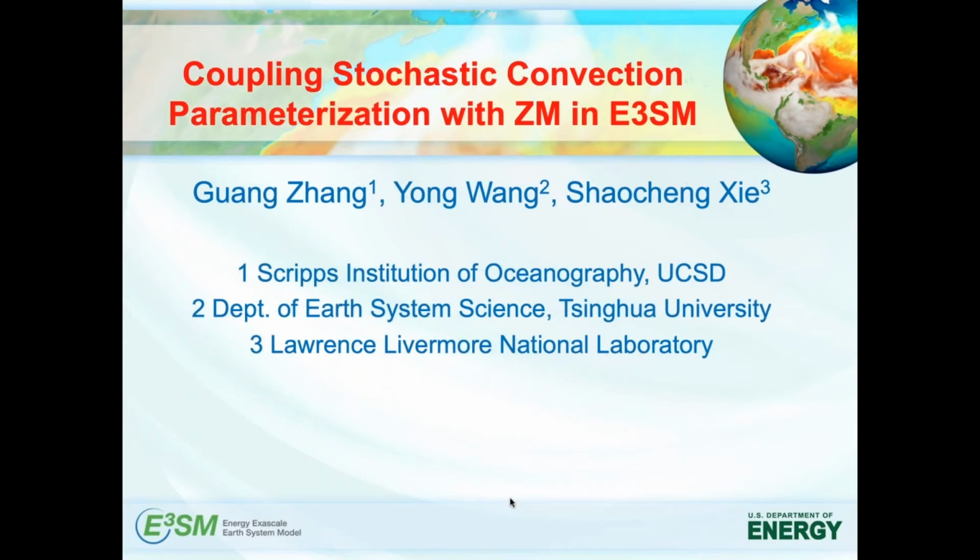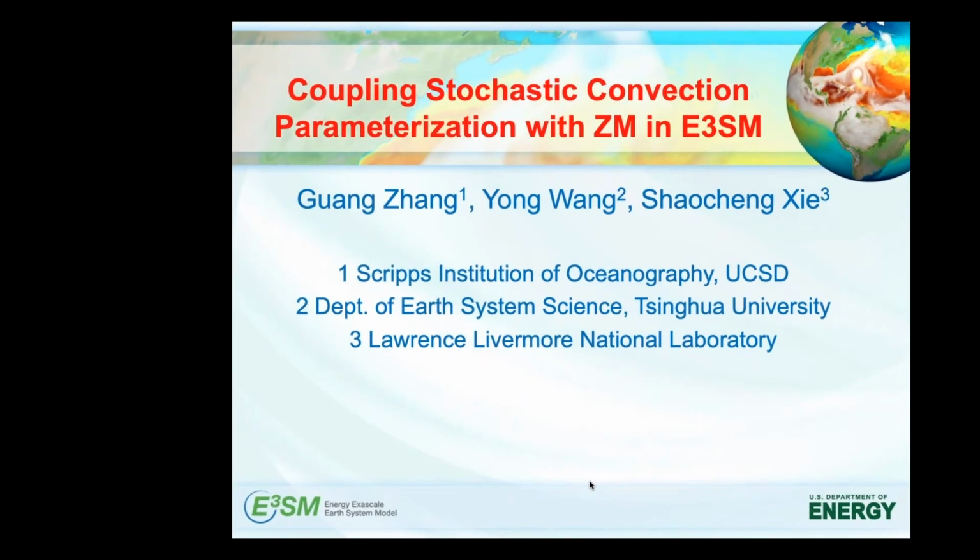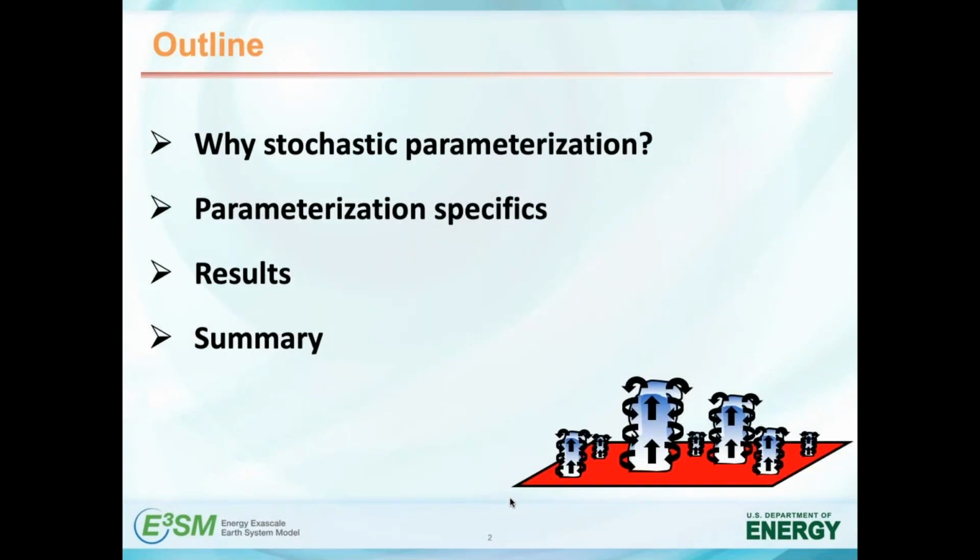We've been working on the stochastic convection parameterization for a while within the NGD project, and we have finally got some results that I can share with you. Most of the heavy lifting was done by Wang, a collaborator of mine at Tsinghua University. First, I'm going to give a quick rundown on why stochastic parameterization, then show a couple of specifics of what we did, followed by some results and a summary.